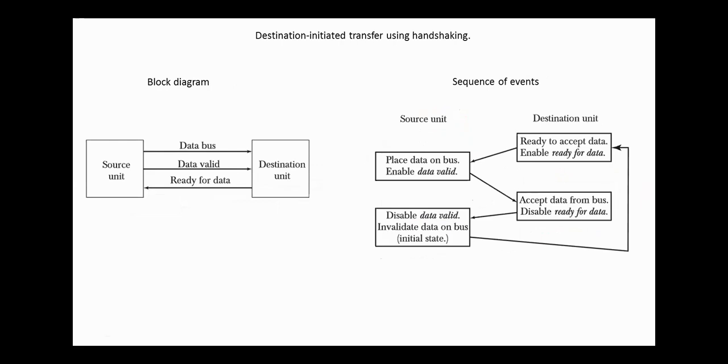And the destination initiated transfer using handshaking, the destination unit starts by placing ready for data control signal in the bus here. After that, the source unit places data on the bus and enables its data valid control. After accepting the data from the bus, the destination unit disables its ready for data signal and the source unit disables the data valid signal and we return to the initial state.